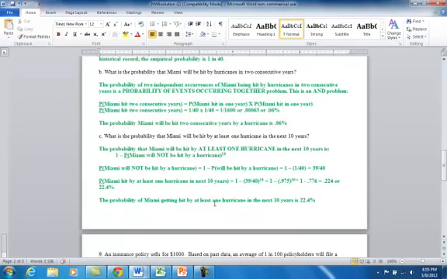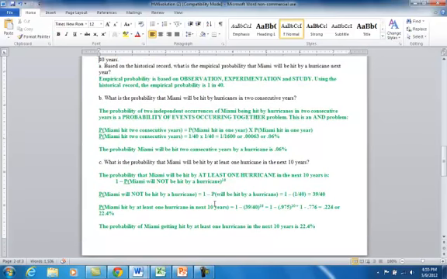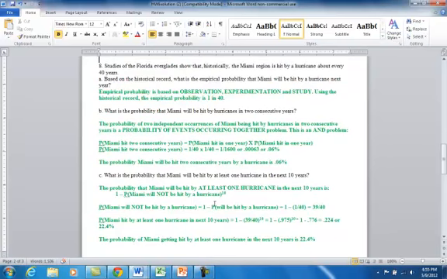Everyone pretty much got A and B right, and many people got the last one wrong. So let's go over this. Based on a historical record, what is the empirical probability that Miami will be hit by a hurricane next year? The question says historically, Miami is hit by a hurricane every 40 years. So our observation, our empirical probability, is 1 in 40. So the chance is 1 in 40.